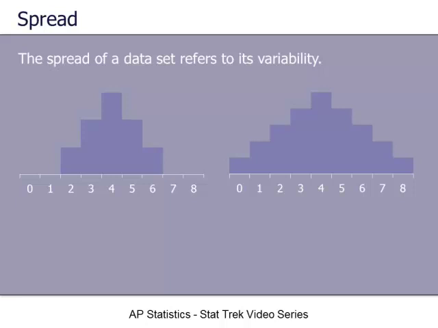The spread of a data set refers to the variability of its data. If the observations cover a wide range, the spread is larger. If the observations cover a narrow range, the spread is smaller. In the figure on the left, data values range from 2 to 6, whereas in the figure on the right, values range from 0 to 8. If we were asked to compare these two data sets, we might say that both are centered over 4, but the data set on the left has less spread, and the data set on the right has more spread.